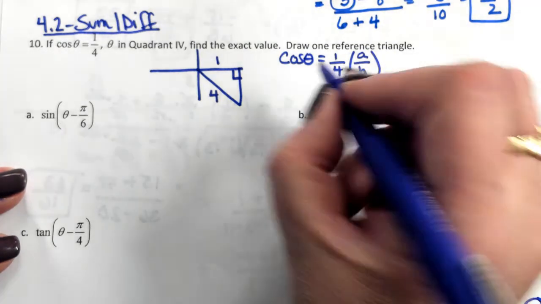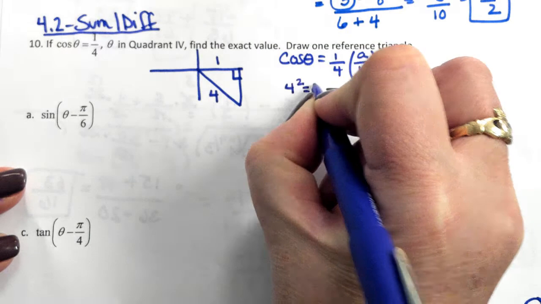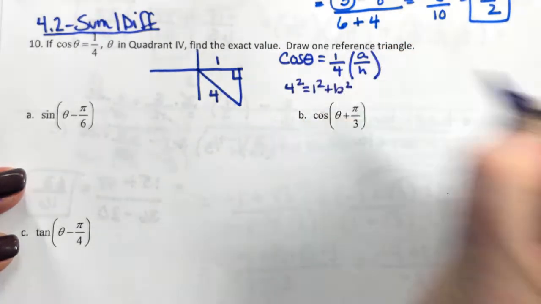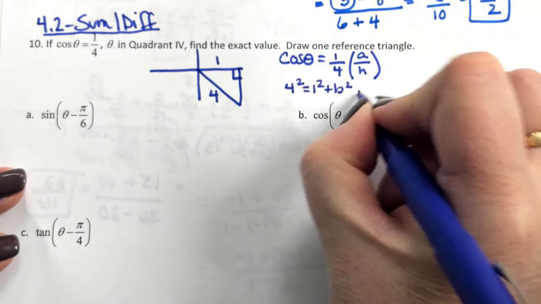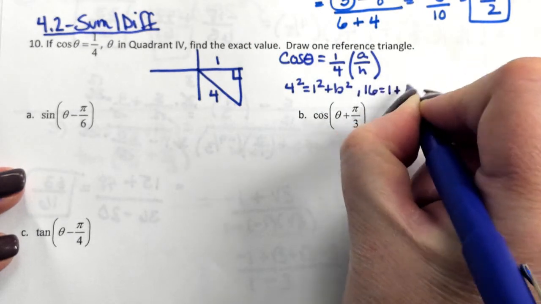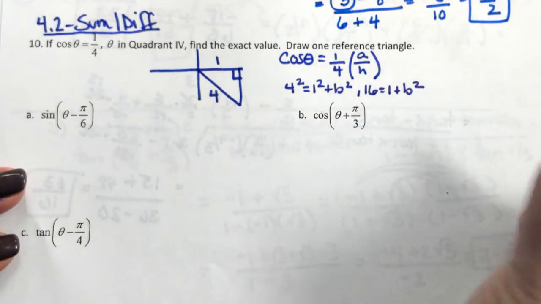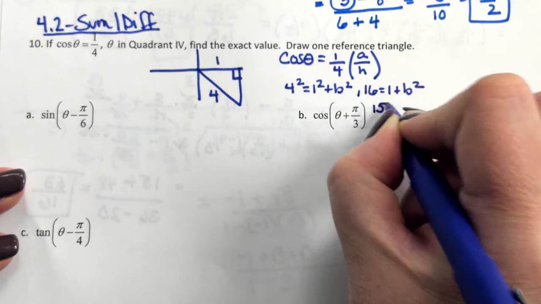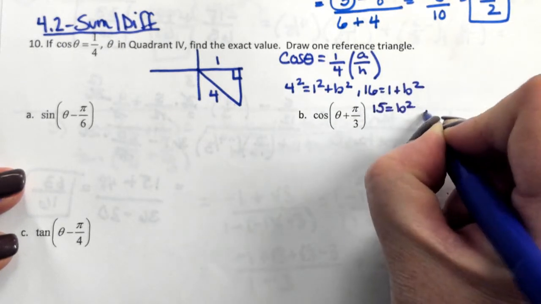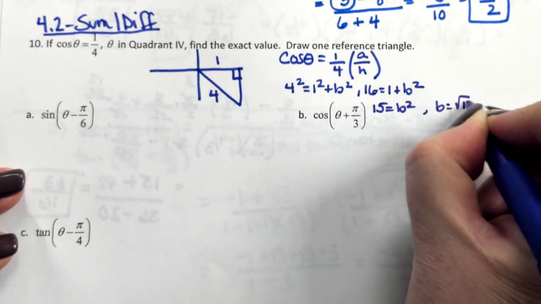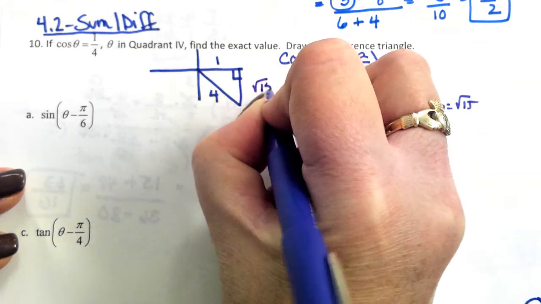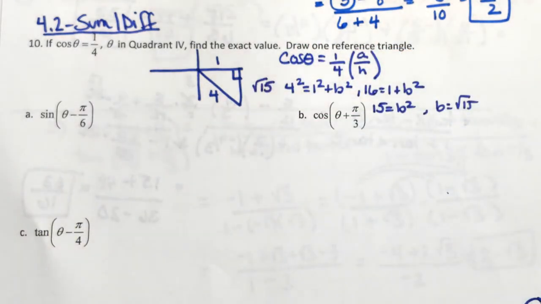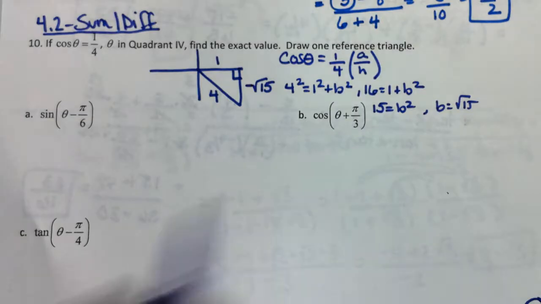Pythagorean theorem. So 4 squared is equal to 1 squared plus b squared. So 16 is equal to 1 plus b squared. When I subtract 1, I end up with 15 is equal to b squared. So b is going to be equal to square root 15. So any questions on how I came up with the third side to be square root of 15? Do I need a negative sign in front of that radical square root 15? Yes, because I'm on the negative side of the y-axis.